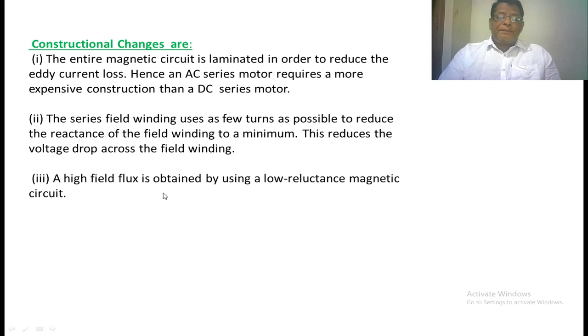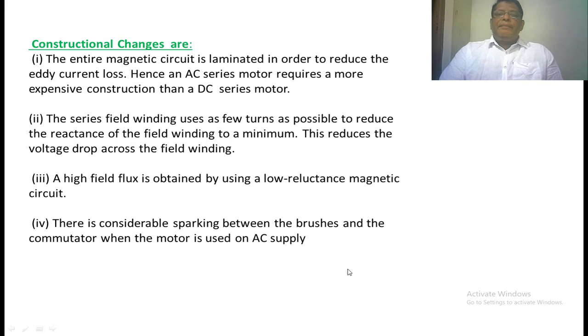High field flux is obtained by using a low reluctance magnet. So we try to use a low reluctance magnet while constructing the motor so that the flux will be more. When compared to the DC series motor, in the case of an AC series motor, a considerable spark will appear between the brushes.